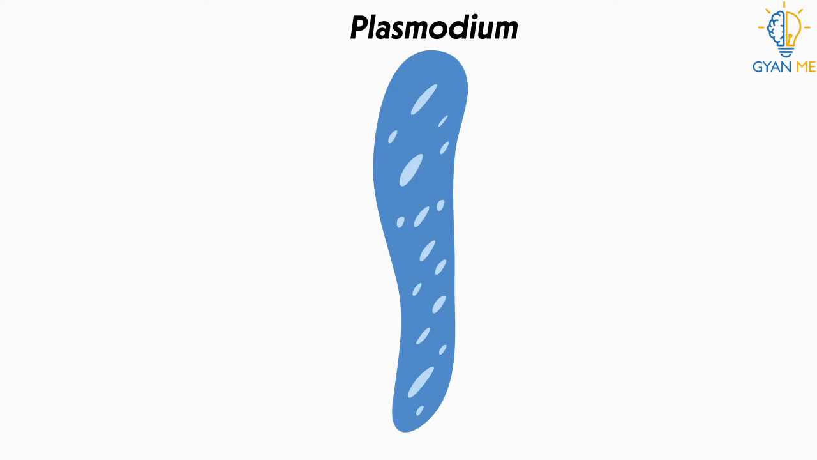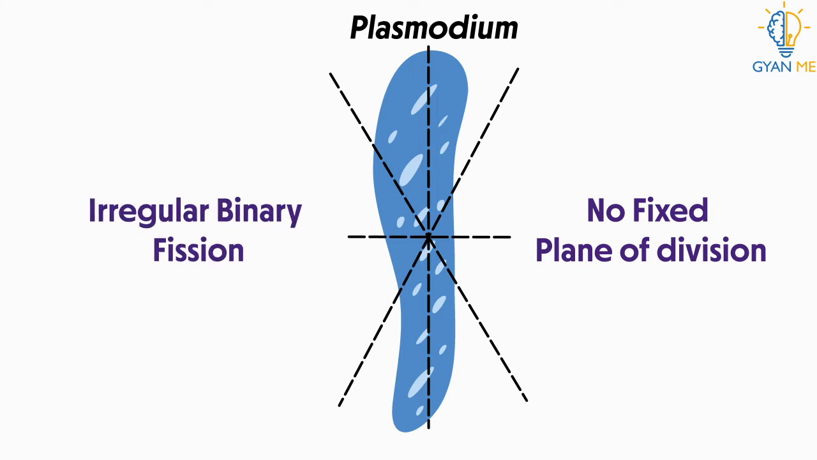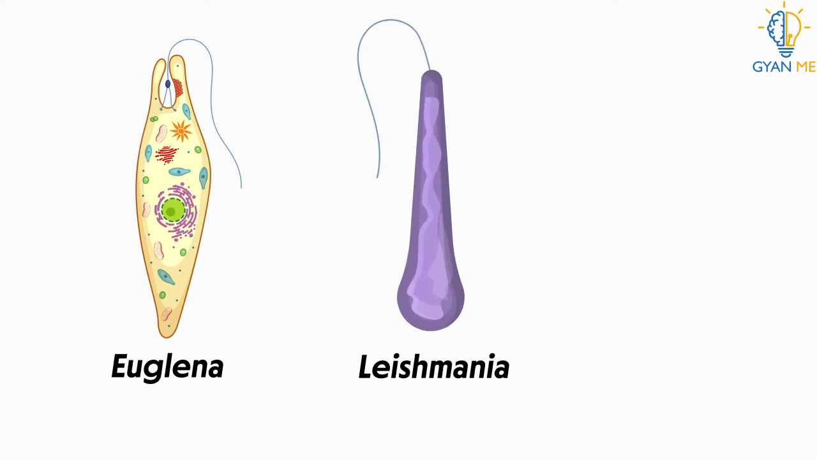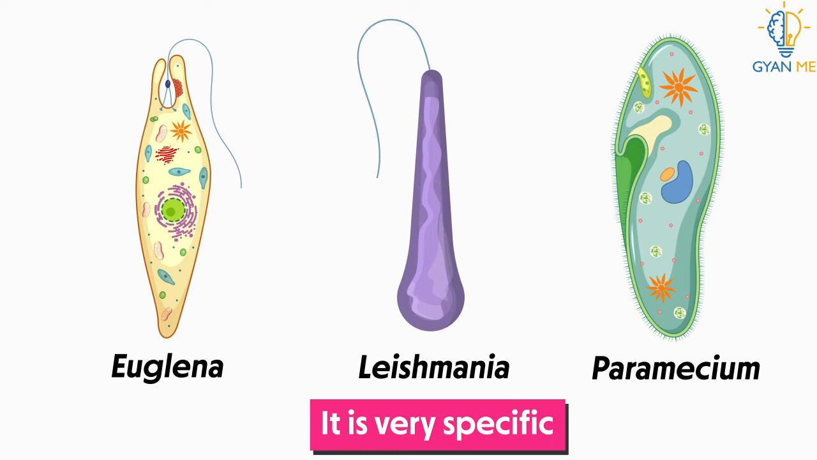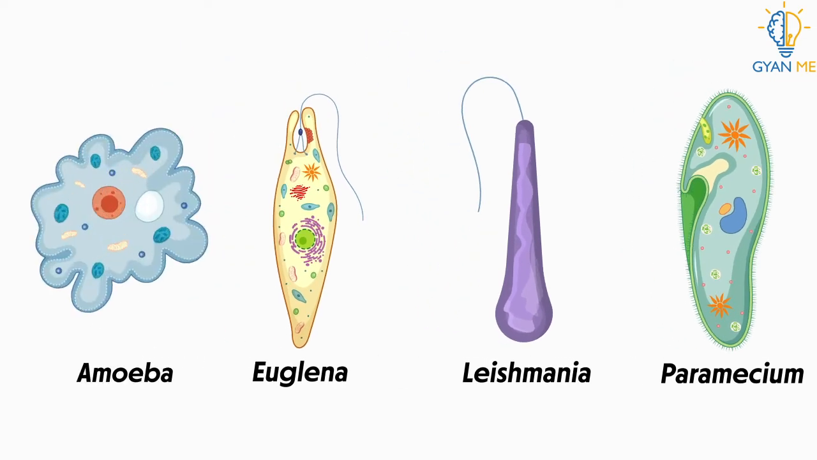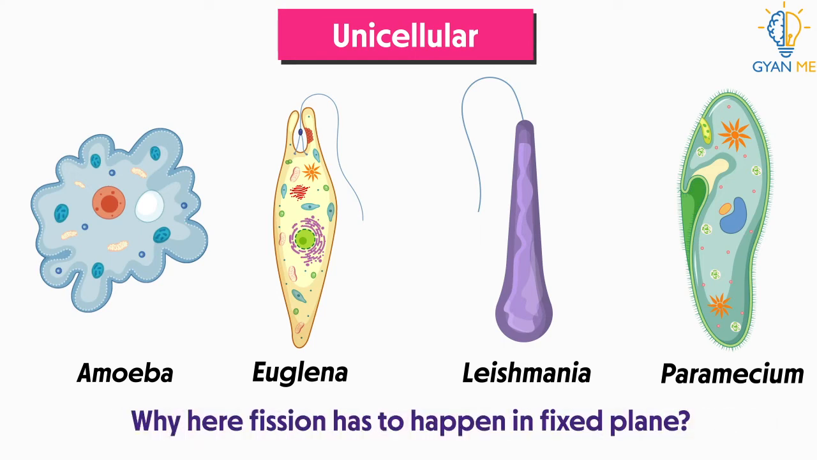In fact, students, in case of multiple fission in Plasmodium, the plane of division is not fixed. It can happen in any plane. So we can say that fission here is irregular, and hence named irregular binary fission. However, for some organisms like Euglena or Leishmania or Paramecium, etc., it is very specific. And why so? Just like amoeba, they are also unicellular. Fission has to happen in a fixed plane.